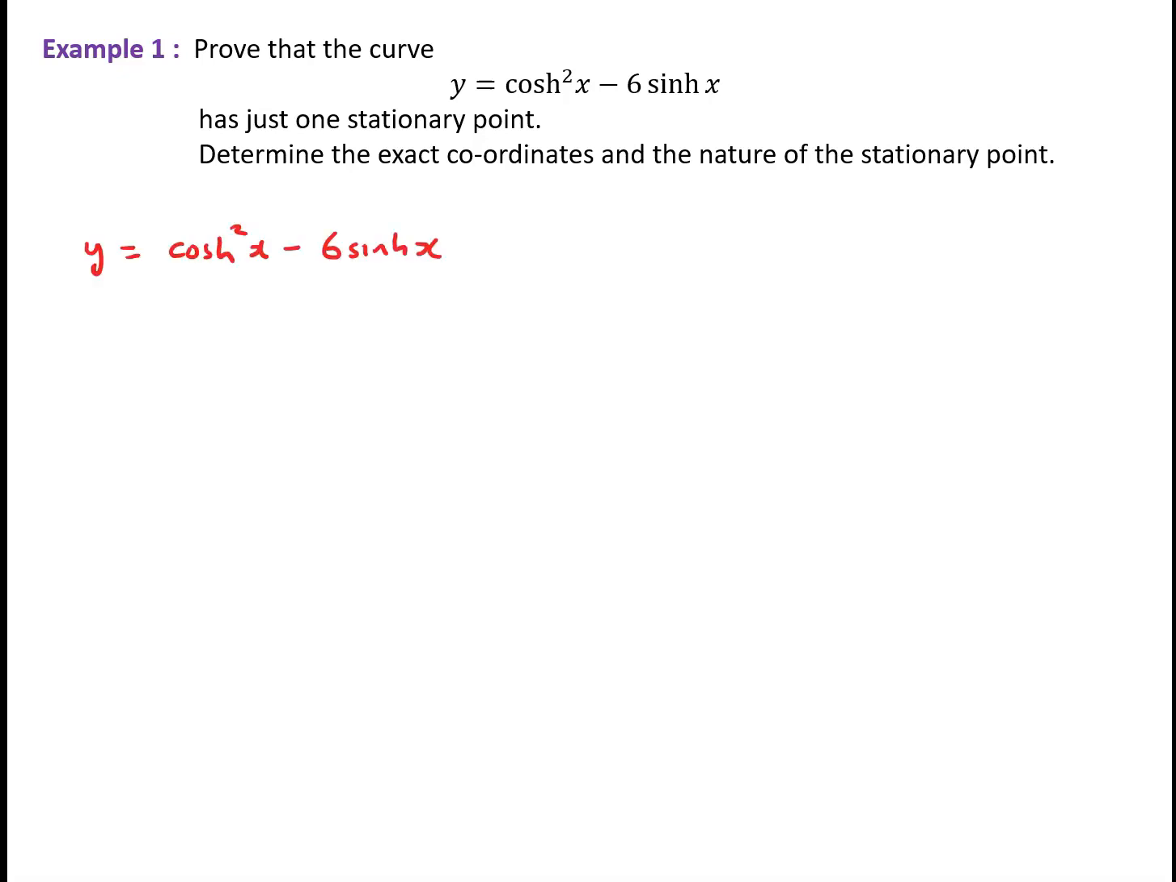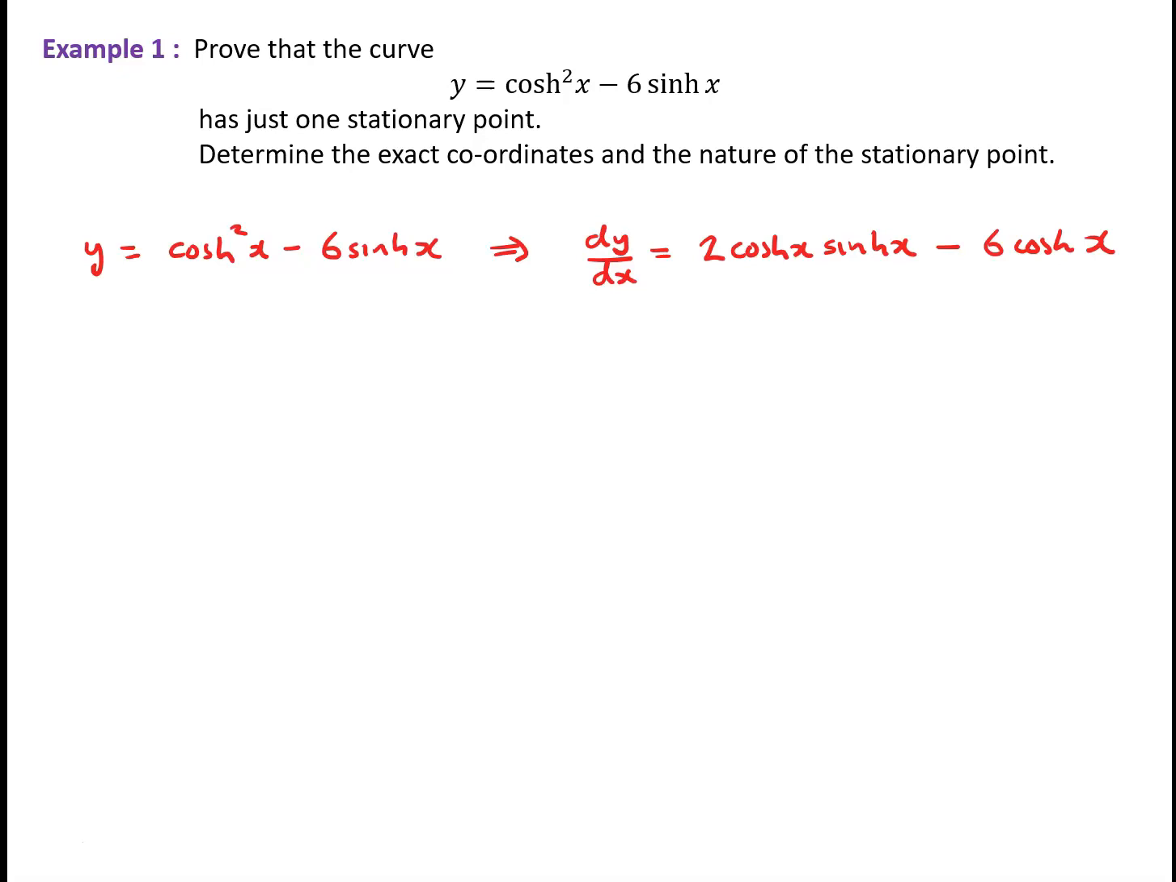So with y equals cosh squared x minus 6 sinh x, to find the stationary point we must do some differentiation. So we've got dy by dx is first of all the derivative of cosh squared x, and using the chain rule, the derivative of cosh squared x is 2 cosh x sinh x. And then we need to subtract the derivative of 6 sinh x, which is simply 6 cosh x.